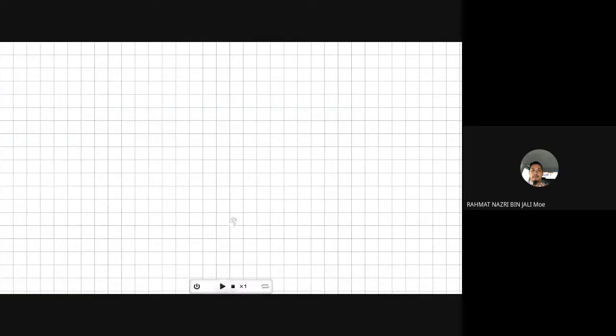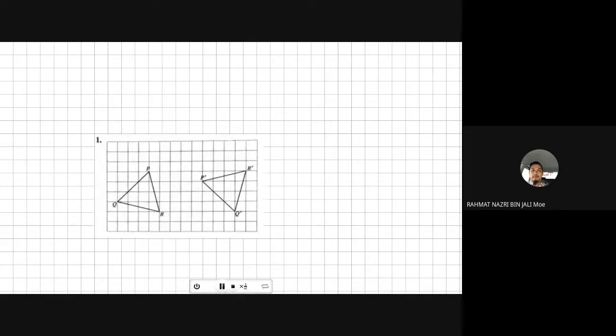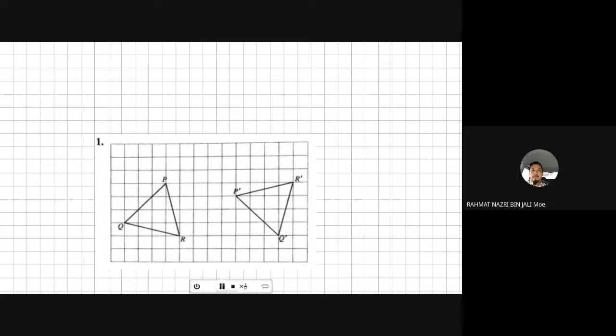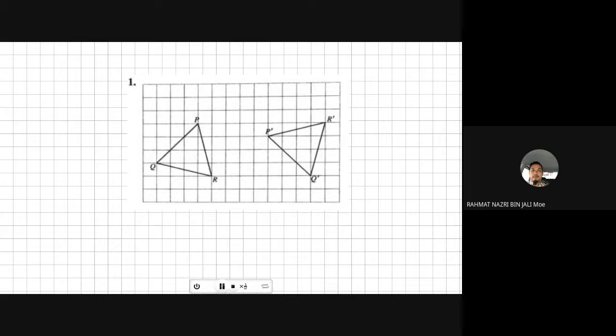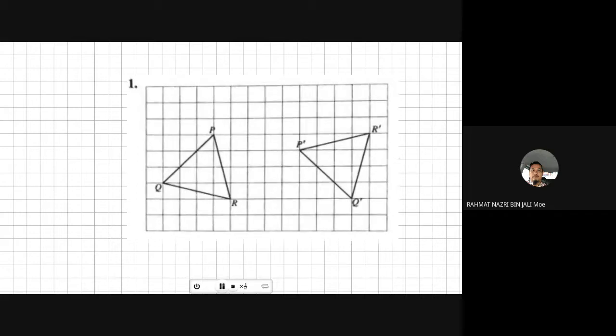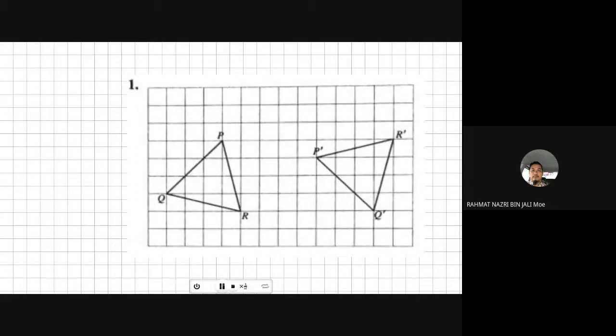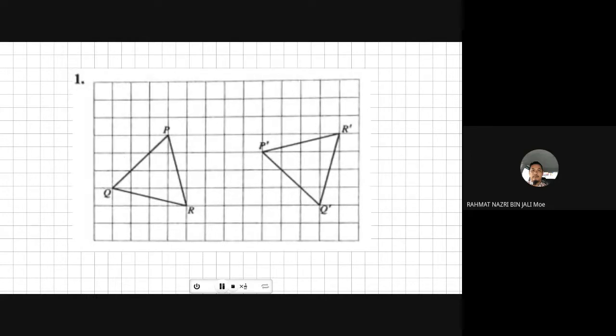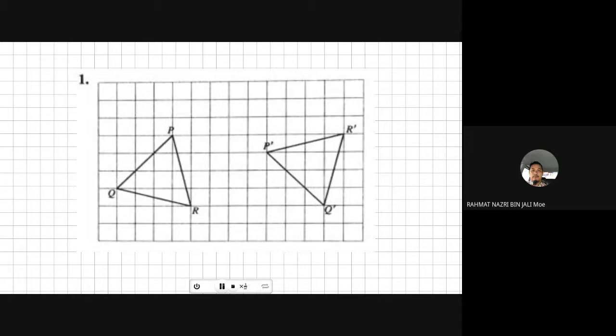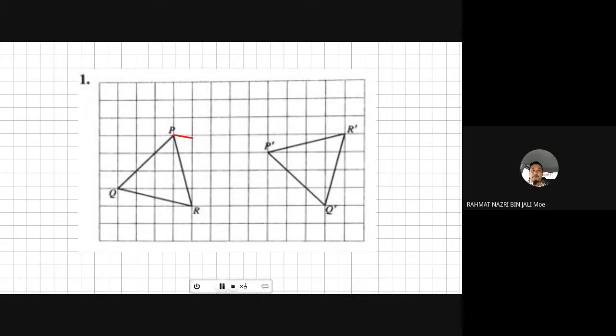I will replay slowly. Okay, please observe carefully. Question number 1, page 109. Okay, the way we're looking for the center of rotation, firstly, we connect P to the P prime with a straight line.